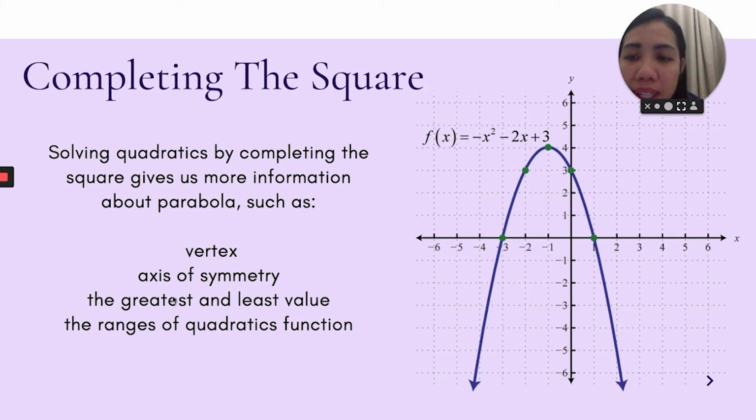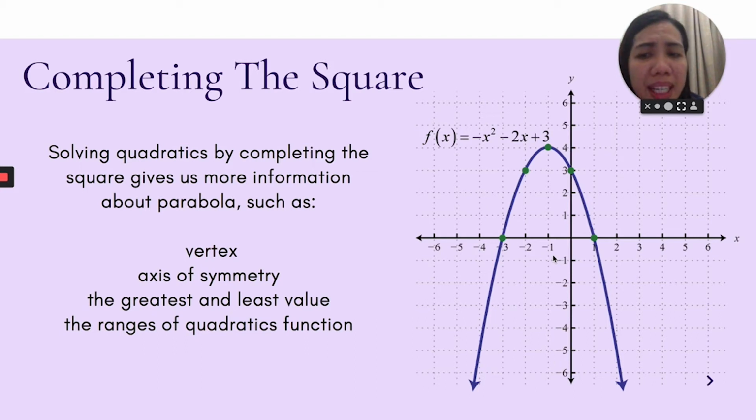And then what is the axis of symmetry? Actually, it is easy after we know about the vertex. The axis of symmetry is the x-coordinate of the vertex. So in here, the x-coordinate is minus 1. So the axis of symmetry here is x equals to minus 1.